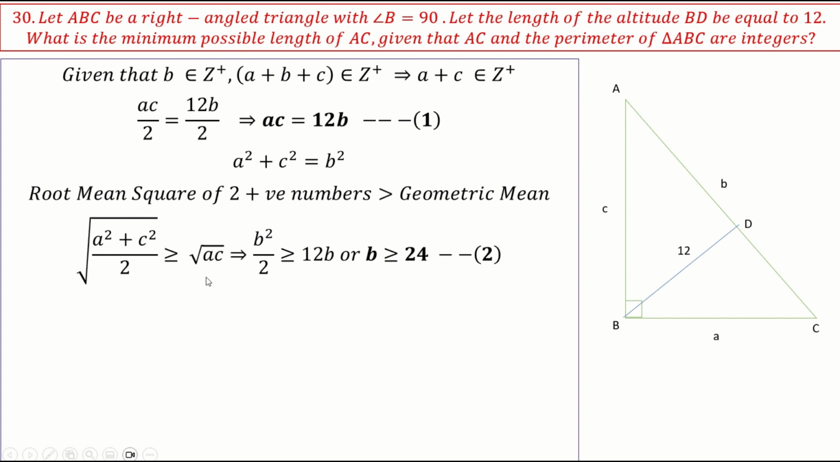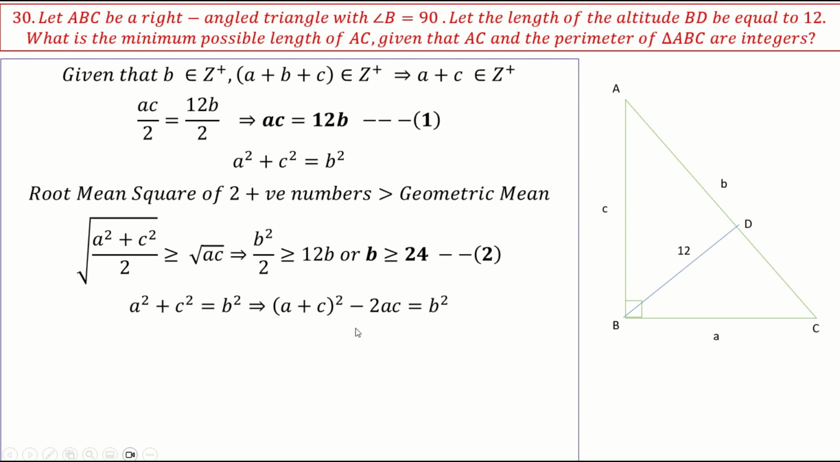Now, once you know this, this is a very, very easy problem. A square plus C square is nothing but B square, and AC is nothing but 12B. So the square roots get cancelled on both sides. From this, I can derive B is greater than or equal to 24. This is my second result. Now I know that B is greater than or equal to 24. Now I'll simply check the possible range for B.